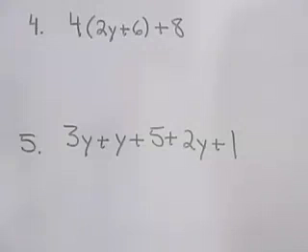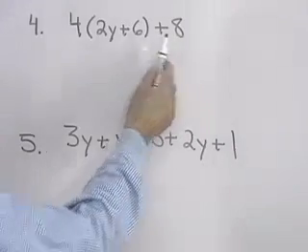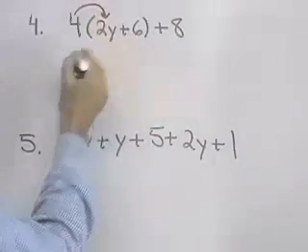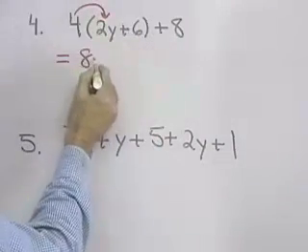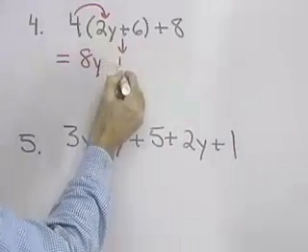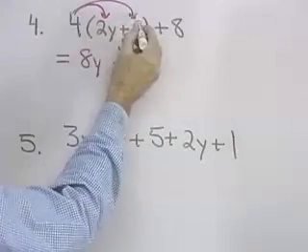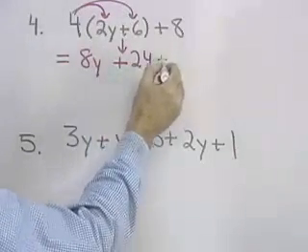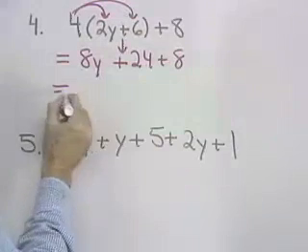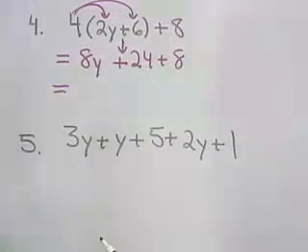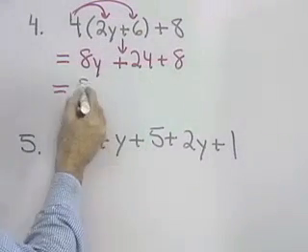Let's look at another one. Problem 4, I have 4 times the quantity 2y plus 6, and then outside the parentheses plus 8. Again, the distributive property: 4 times 2y will be 8y, plus, that's that addition sign, 4 times 6 is 24, and then plus 8. Now I can regroup here and group the 24 and the 8 together using the associative property. I won't show that.